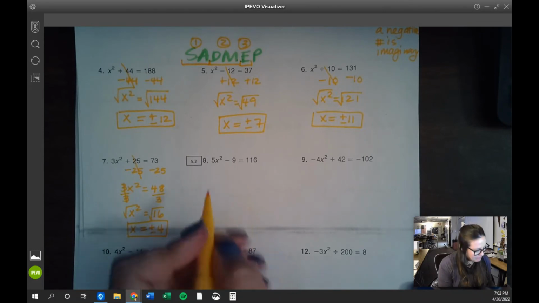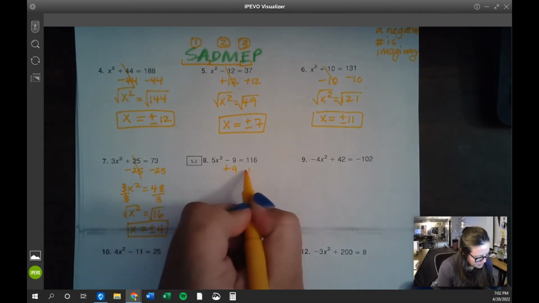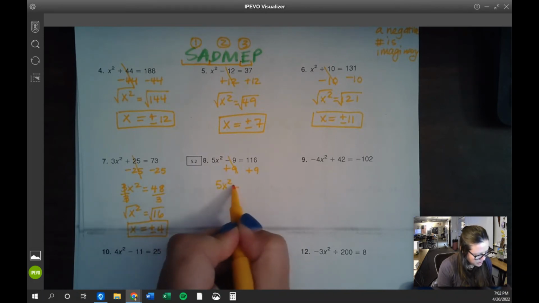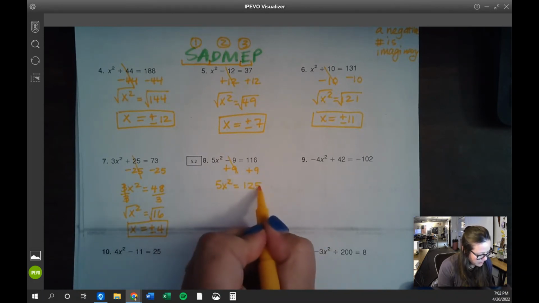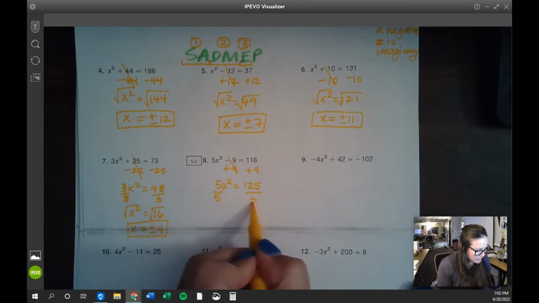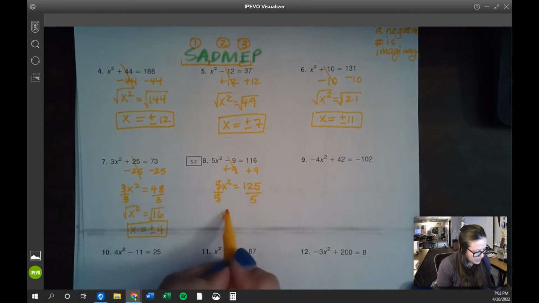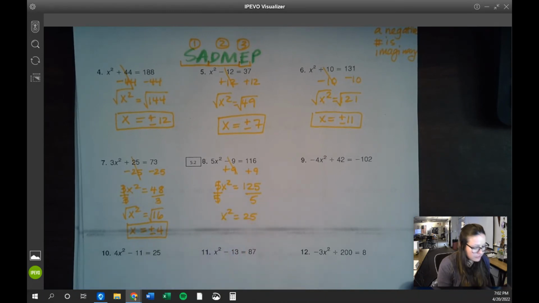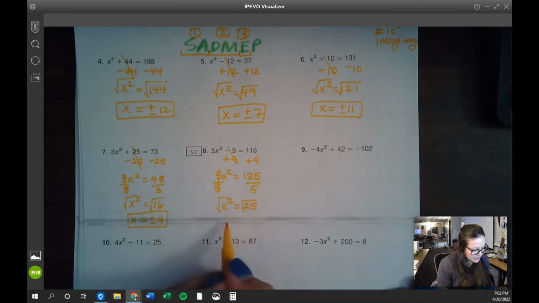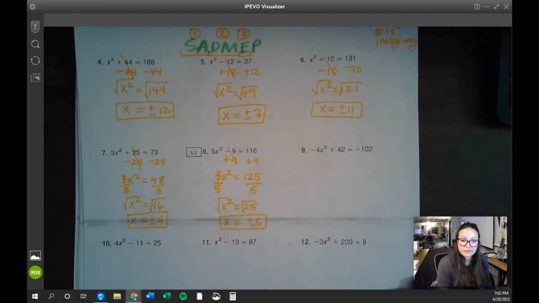Let's try number 8. Going to add 9 to both sides. 5x squared equals 125. Now I'm going to divide by 5. X squared equals 25. Take the square root of both sides, and we get x equals plus or minus 5. Okay, same thing as before.